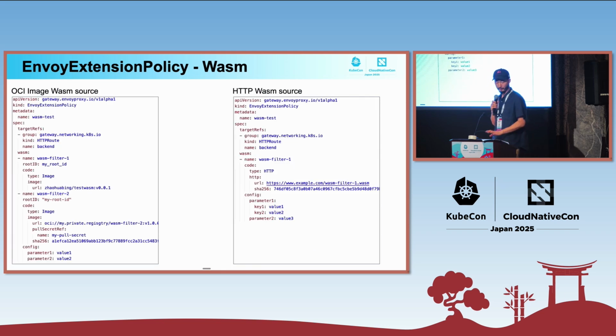Here are two examples. On the left one, we use an OCI registry as the WASM module source. On the right one, we use an HTTP URL as the WASM module source. I'll just go through this real quickly because I have a demo at the end of this talk. But if you're interested, you can take a look at the details later.